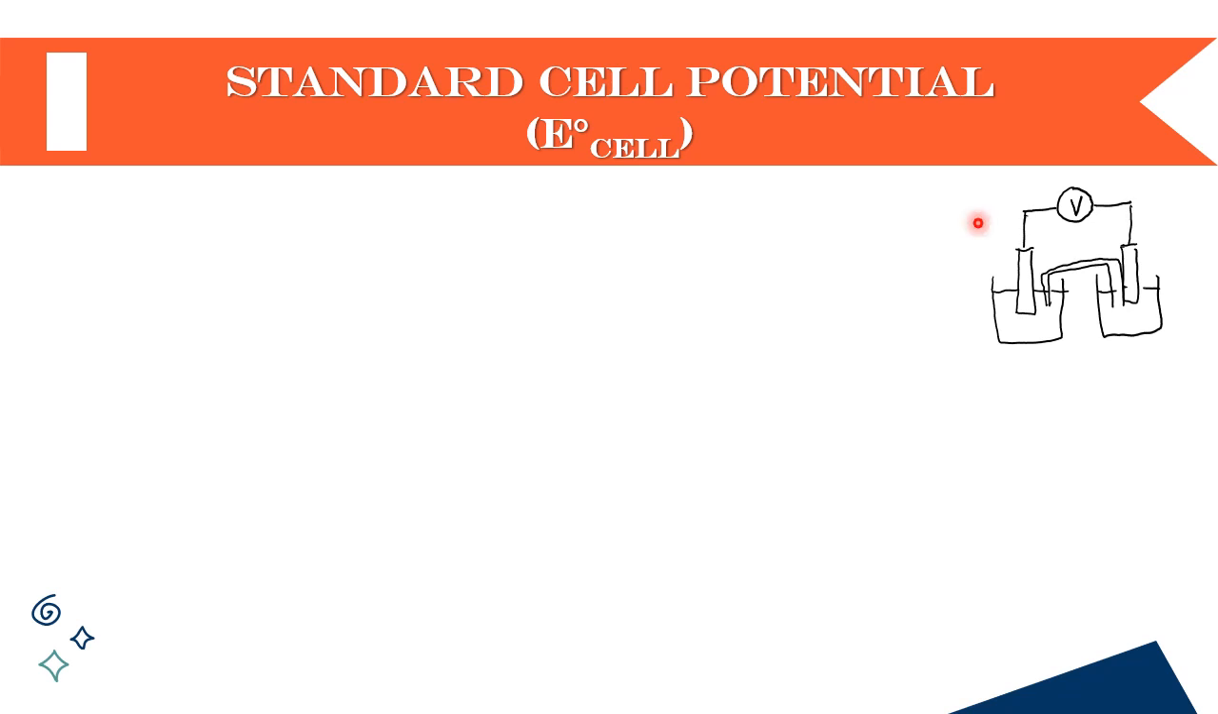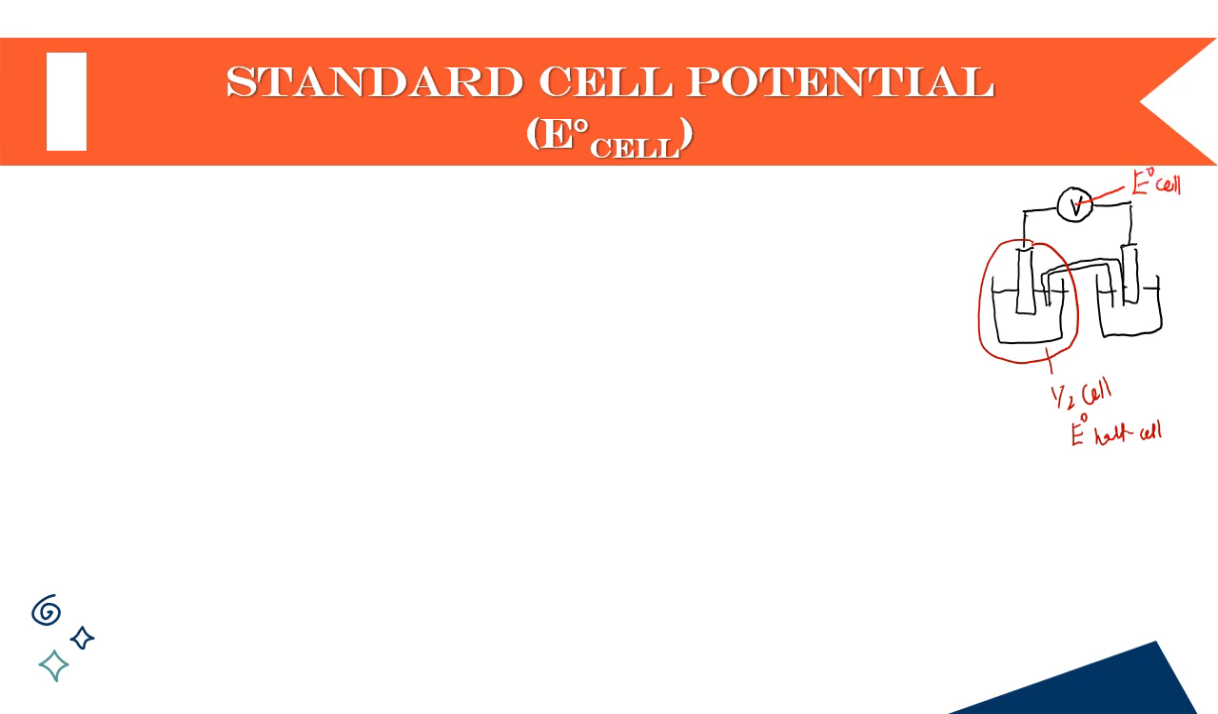So this is a half cell. Let me just circle it for you. This is a half cell. Our half cell over here will have the value of E0 half cell or the E0 electrode. The E0 cell corresponds to the whole cell. Where do we get this value of E0 cell? The value of E0 cell is over here, the one that you will read from the voltmeter. So this is the value of E0 cell.